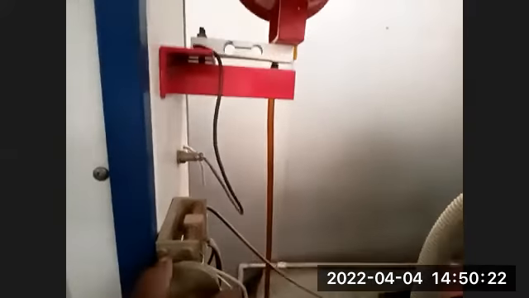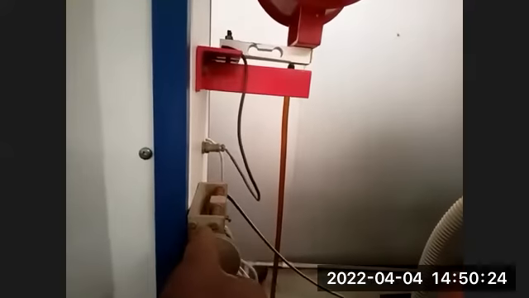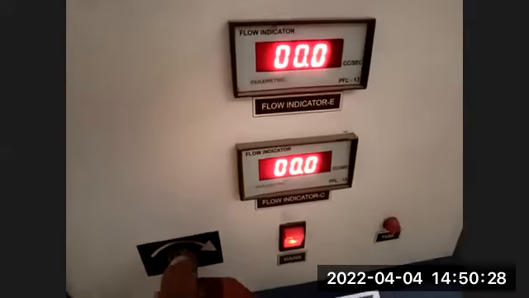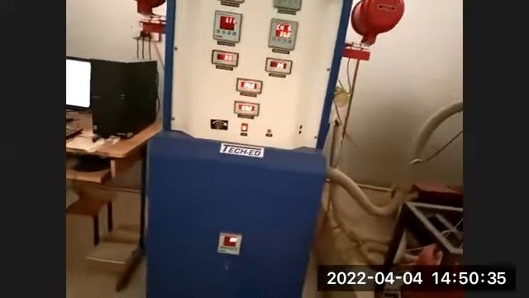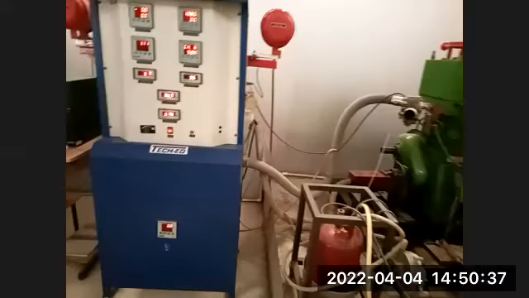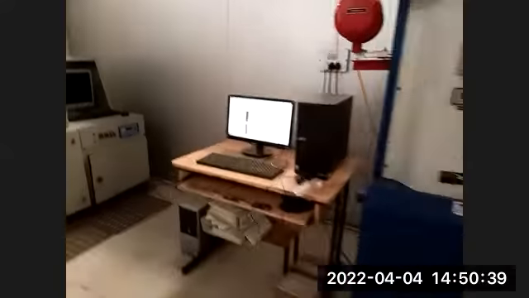Here we cannot give the input from the computer. Manually we are changing the speed over here. So this is your accelerator, and in order to change the load, we have this particular torque meter. By rotating this torque meter, we will change the load. So changing the speed and load is manual in this particular case, and that will be reflected over here.